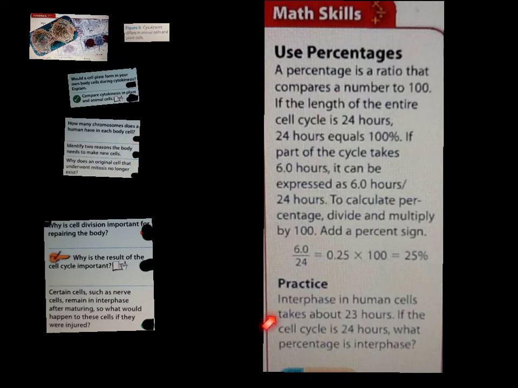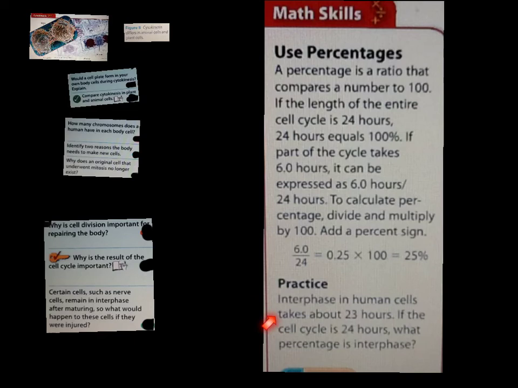Use percentages. A percentage is a ratio that compares a number to 100. If the length of the entire cell cycle is 24 hours, 24 hours equals 100%. If part of the cell cycle takes 6 hours, it can be expressed as 6 hours divided by 24 hours. To calculate percentage, you divide and multiply by 100.